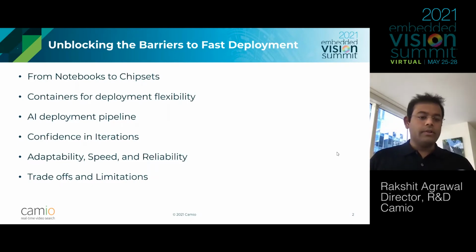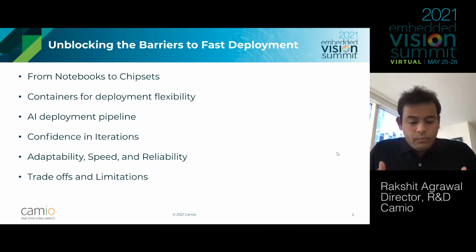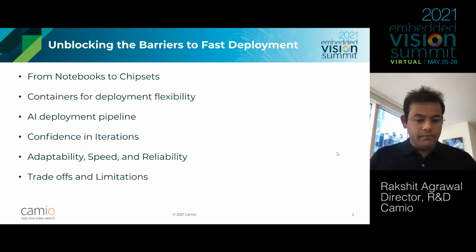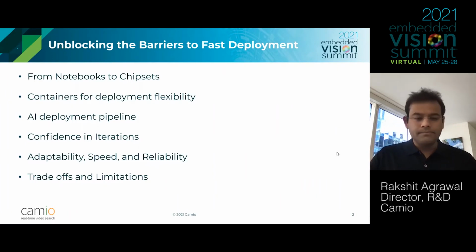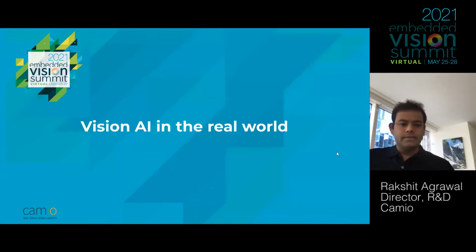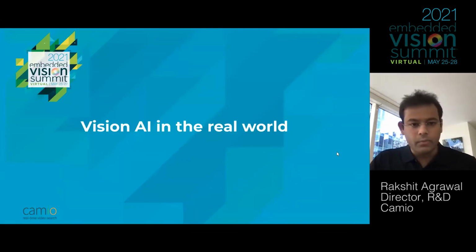So it all gives us adaptability, speed, and reliability, which is what we are gaining with the help of containers and the orchestration tools around the containers world. And then we'll briefly discuss some trade-offs and limitations around this space and how we can build a new field where containers are at the center of it, and we can figure out better solutions to unblock all the barriers. So let me start by discussing vision AI in the real world, what it means.